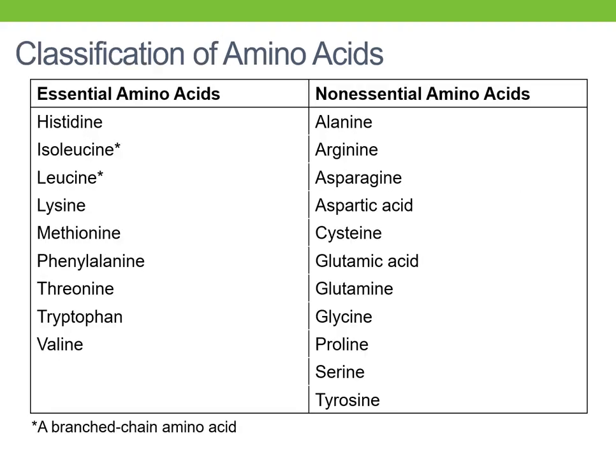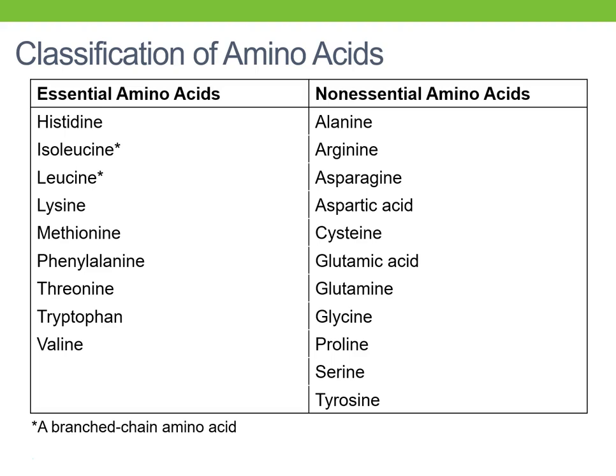So classification of amino acids, just in case you ever wanted to know and amaze your friends at parties, we can talk about those essential versus non-essential. And certainly for this course, you're not going to be required to memorize those. You'll notice that some of those essential amino acids have a little asterisk next to them that says they're a branched chain amino acid. And hold on to that thought because we're going to come back and talk about those in a second.